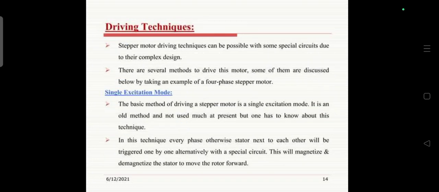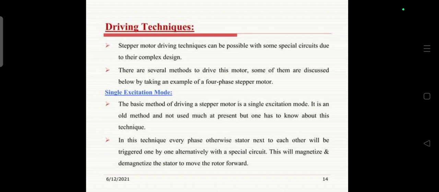Then the next heading is driving techniques. Stepper motor driving requires some specific circuits due to the complex design. There are several methods to drive this motor. Some of them are discussed below by taking the example of a 4-phase stepper motor. The first one is single excitation mode. The basic method of driving a stepper motor is single excitation mode. It is the oldest method and not used at present, but one has to know about this technique.